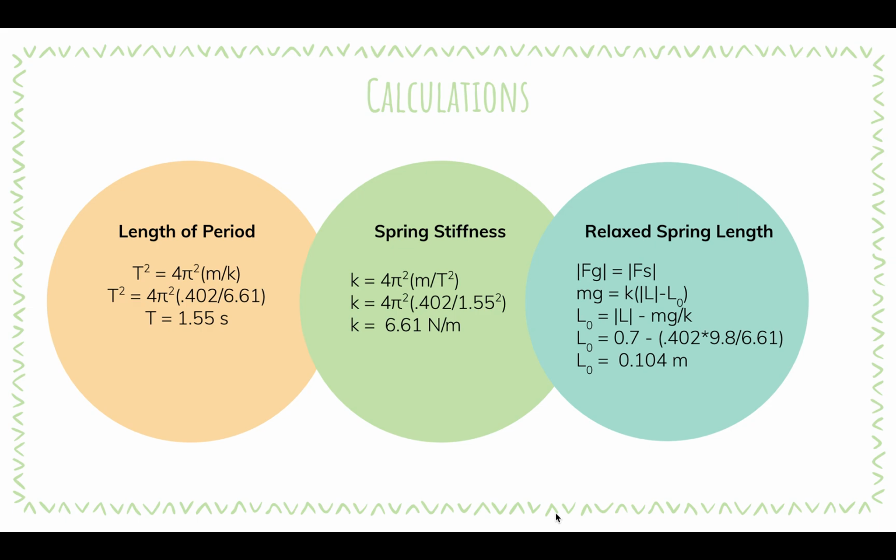There is also a formula which is T squared equals 4 pi squared times m over k, which is equivalent to T equals 2 pi times the square root of m over k. Using the period of oscillation, I was able to compute the spring stiffness using the rearranged formula that we just used to find T. K was computed to be 6.61 newtons per meter. Lastly, we needed to find the relaxed spring length, which we can find using Fg equals Fs, since we know that net force equals the force of gravity plus the spring force. Plugging in our known values, L naught was 0.104 meters.